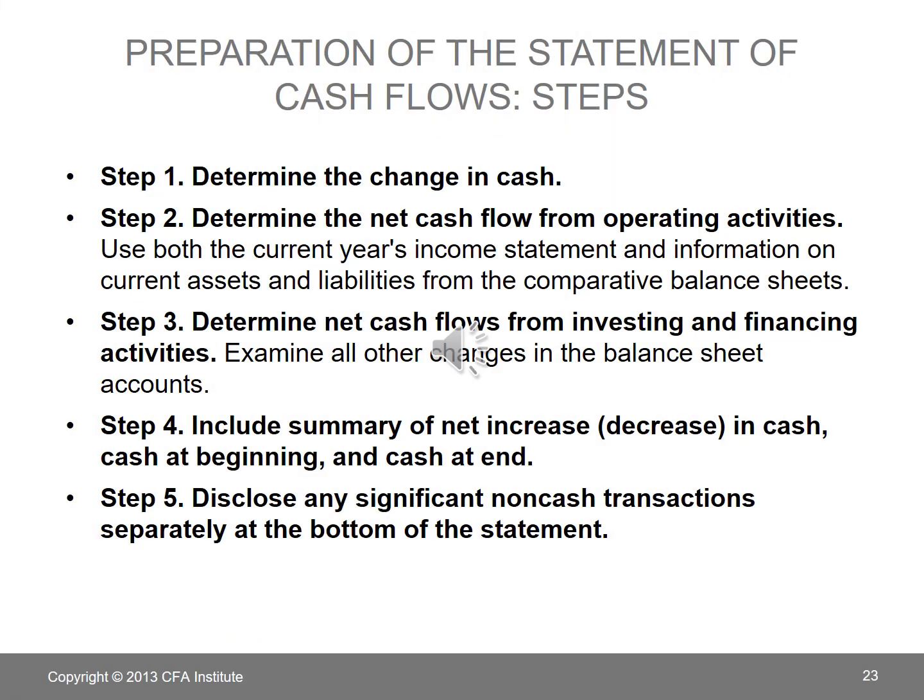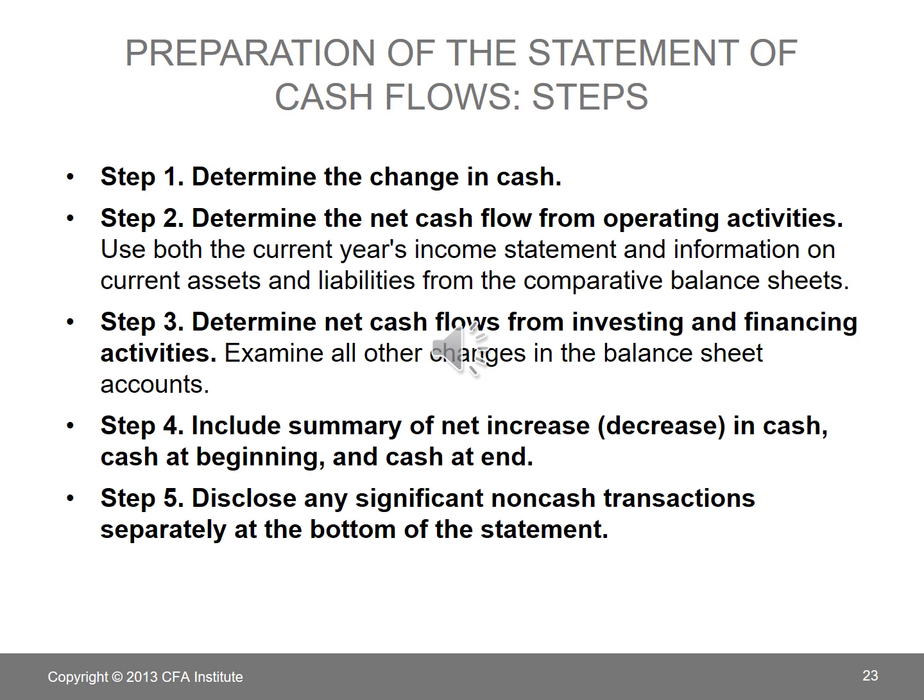Now, here we want to illustrate the steps that are followed in order to prepare a statement of cash flow. So first, you begin in the first step by determining the change in cash that occurred during the financial period, and then you can determine the net cash flow from operating activities. So you can use both the current year's income statement and information on current assets and liabilities from the comparative balance sheets in order to figure out your cash from operating activities.